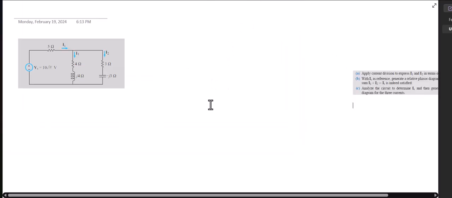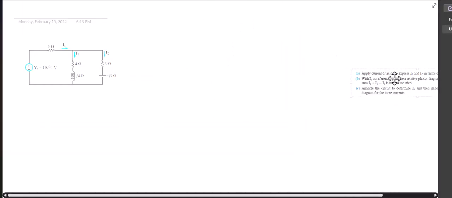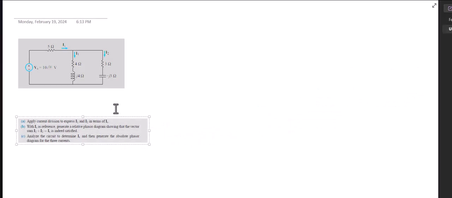Apply current division to get the two different currents, but you also will have to get the current in the first place. So let's take a look at how you would get the current in the first place. Well, first you'd want to find the equivalent impedance of everything in here.